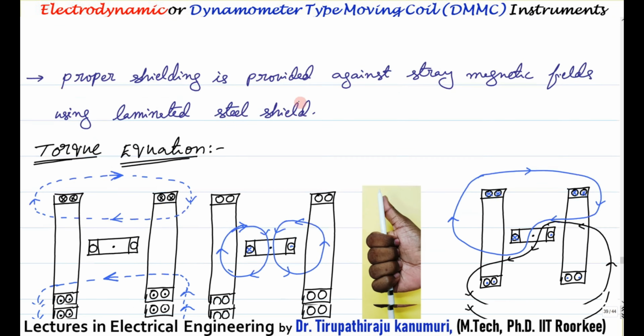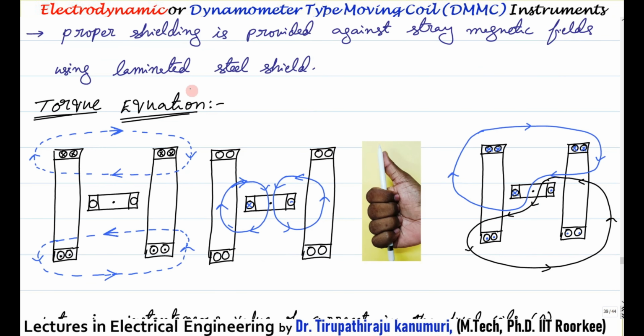Proper shielding is provided against the stray magnetic fields using a laminated steel shield, because in this case the field that is produced is very weak. So due to some external magnetic field, the interference may come that may disturb your reading. In order to avoid that problem, we have to provide some shielding such that the external field cannot enter into your instrument. So that's why your instrument is enclosed inside a laminated sheet steel. So the steel shield is provided so that the external magnetic field will not disturb it.